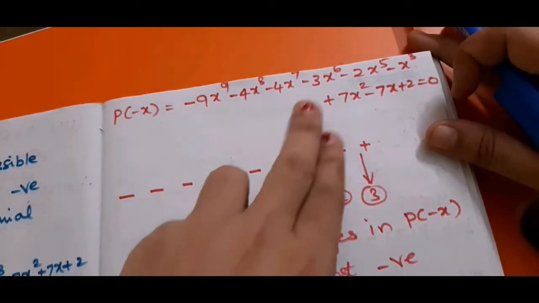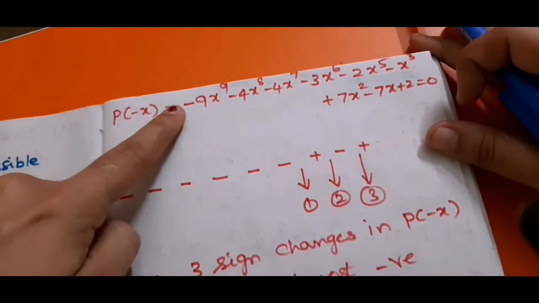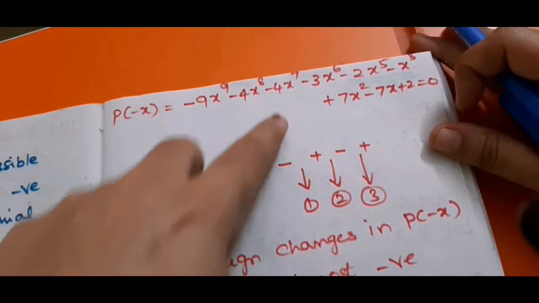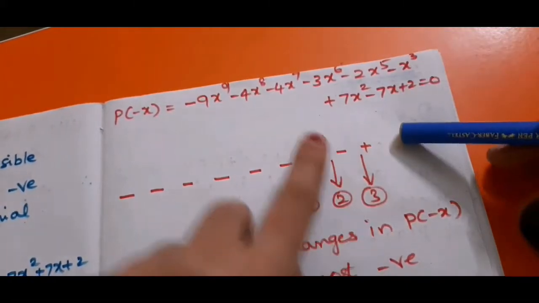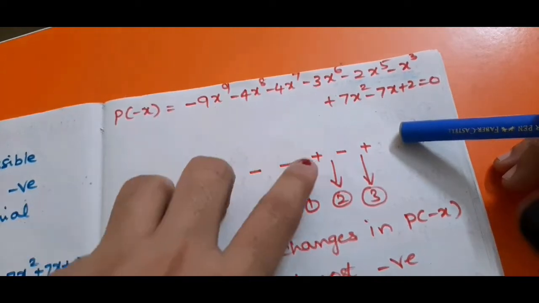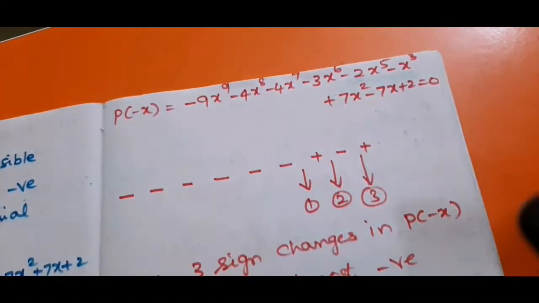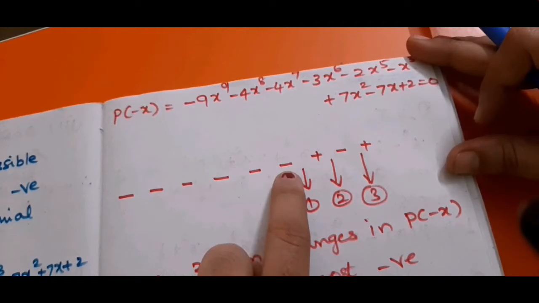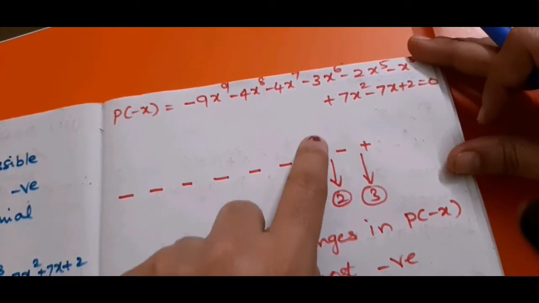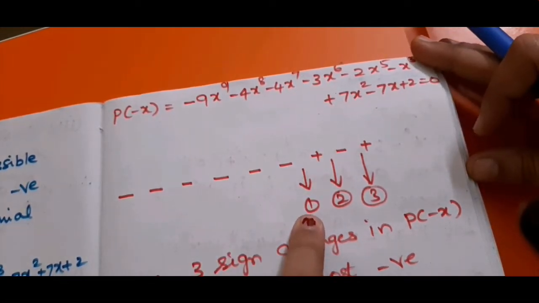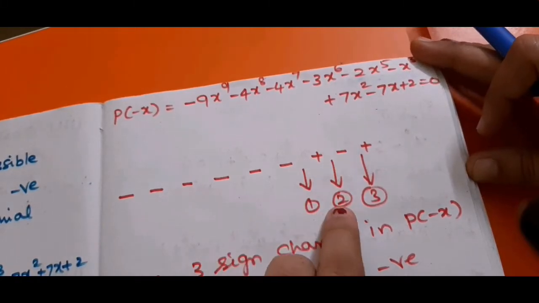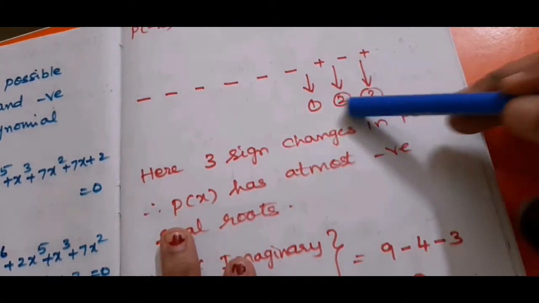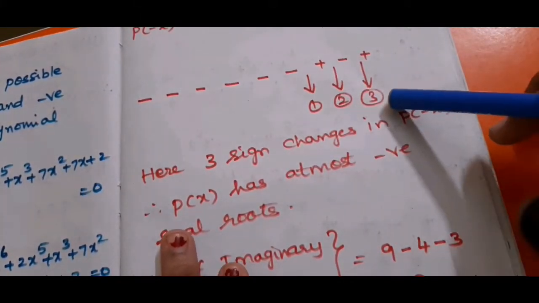So now I want to observe the sign changes. So here positive, here negative sign, here negative, negative, negative. Here only the changing of sign occurs. Here plus, minus, plus. Just observe here. In this place the sign changes from negative to positive. Therefore first sign change. Positive to negative, second sign change. Negative to positive, third sign change. So there are 3 sign changes in p of minus x.